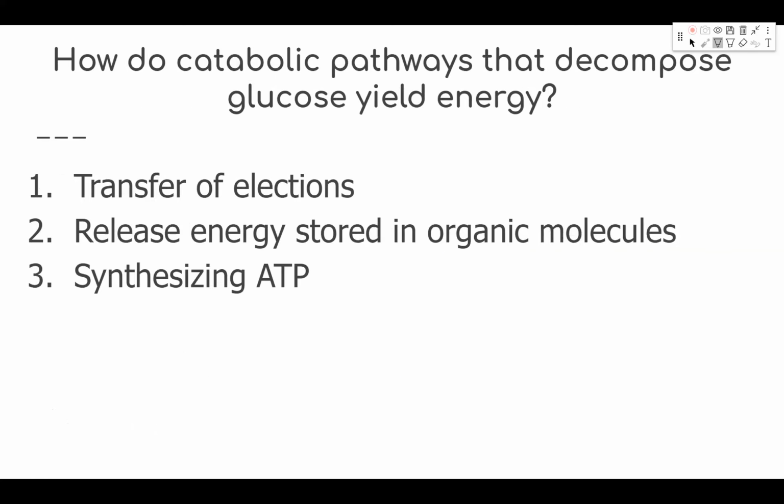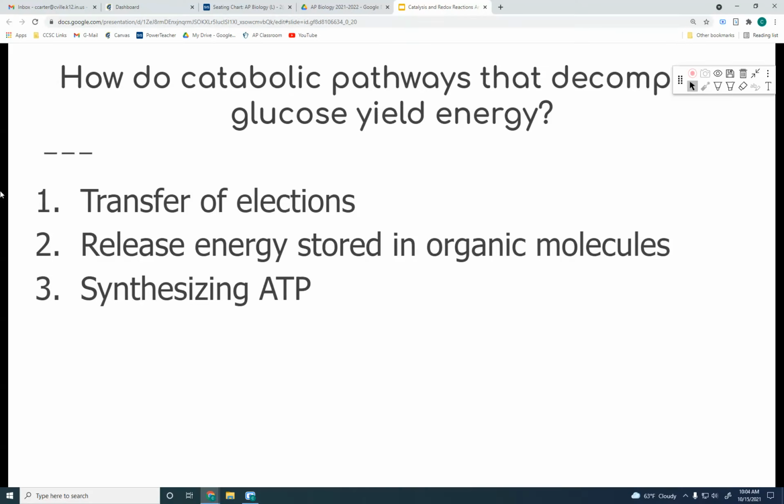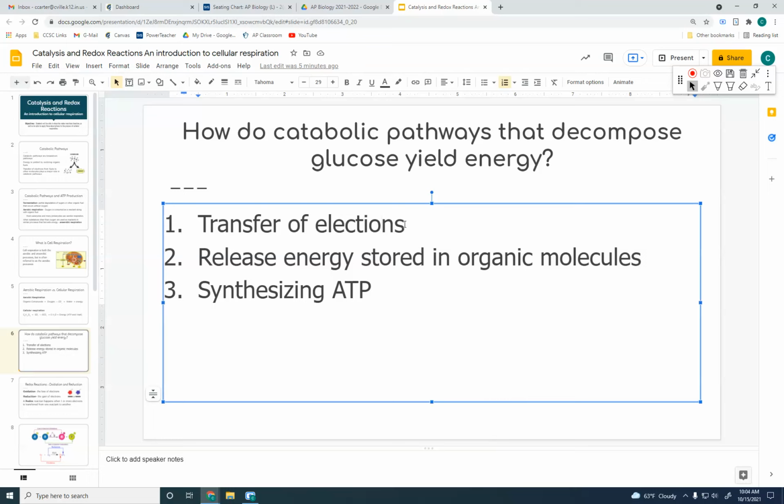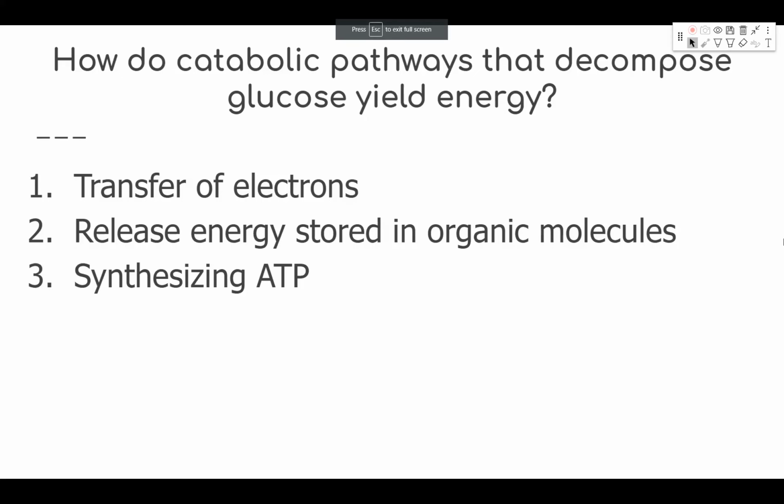All right. So how do these pathways yield energy? How do we get from the decomposition of glucose to energy? It is these 3 steps. We're going to transfer electrons. We're going to release that energy that was stored in those compounds, and we're going to make ATP. Those are our 3 steps.